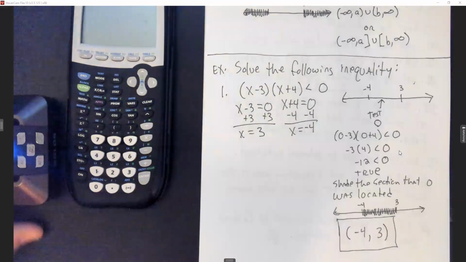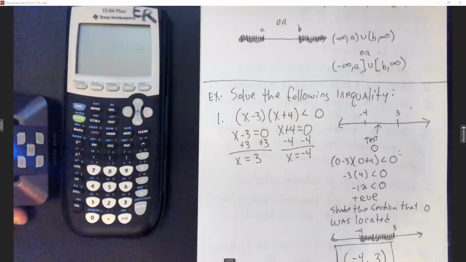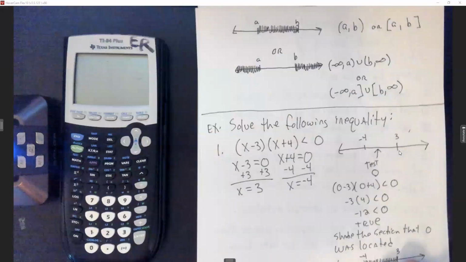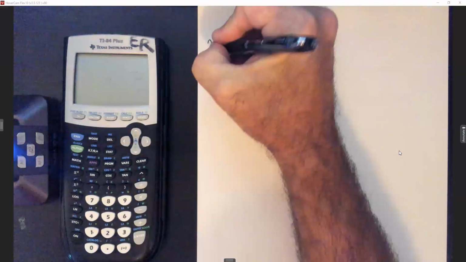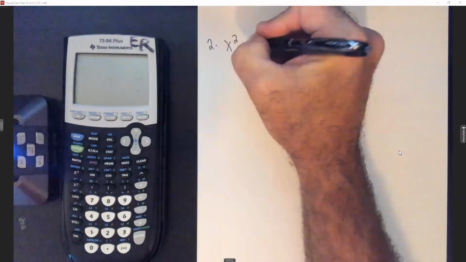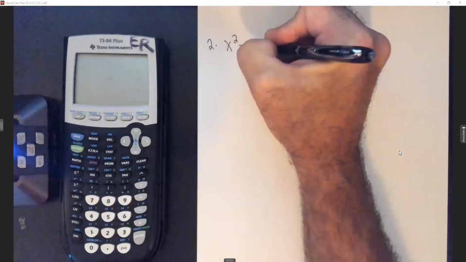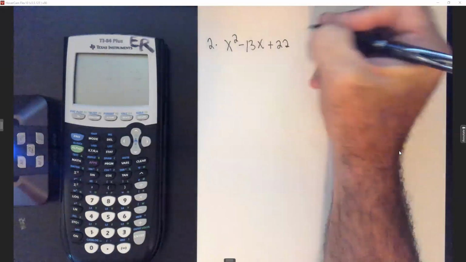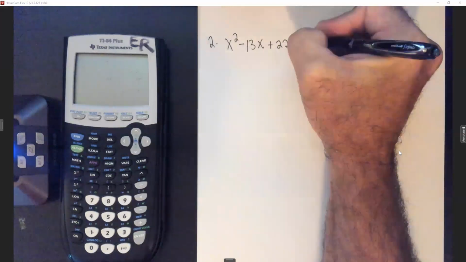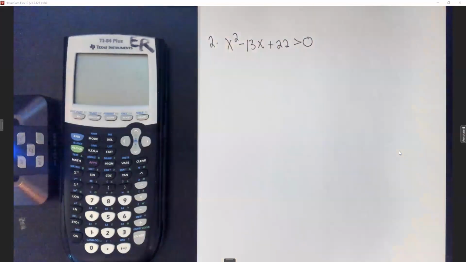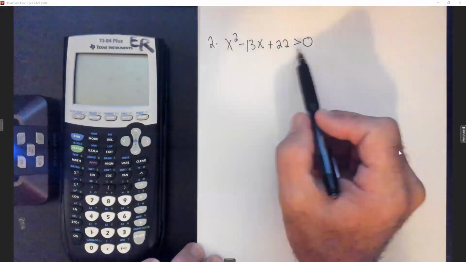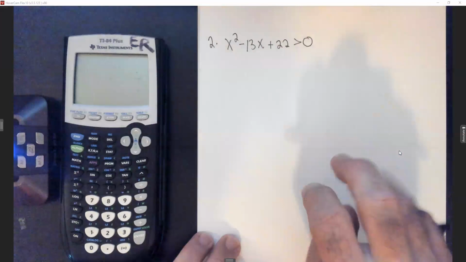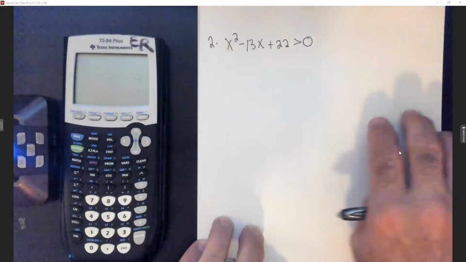All right, so we're going to have to do another one of those. All right, x squared minus 13x plus 22 is greater than 0. All right, so once again, there's no equals under this, so we'll be using parentheses on all the answers.